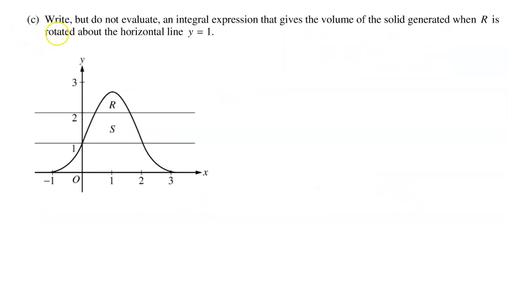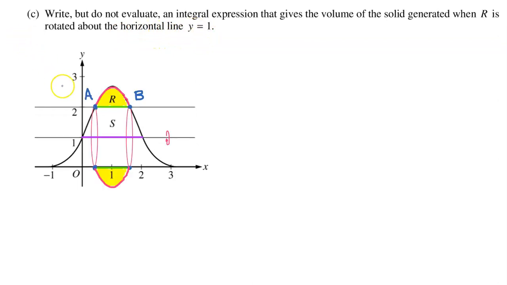Part C. Write but do not evaluate an integral expression that gives the volume of the solid generated when R is rotated about the horizontal line y equals 1. When you rotate region R around the line y equals 1, it forms a solid that's in the shape of a ring. Imagine putting your finger right through here. All right, this might be a solid gold ring.